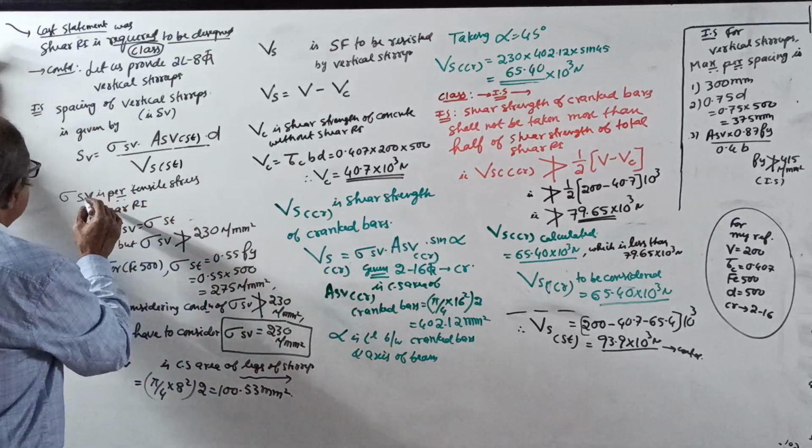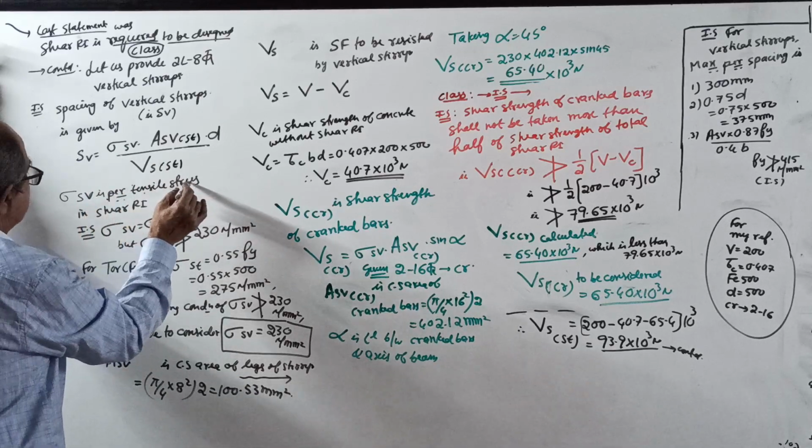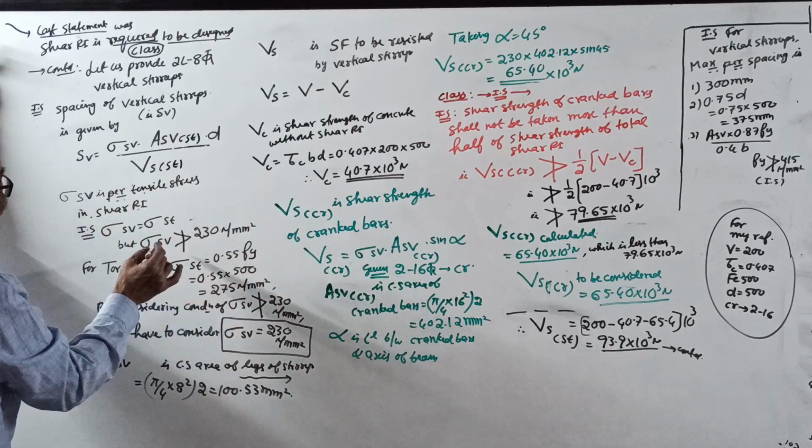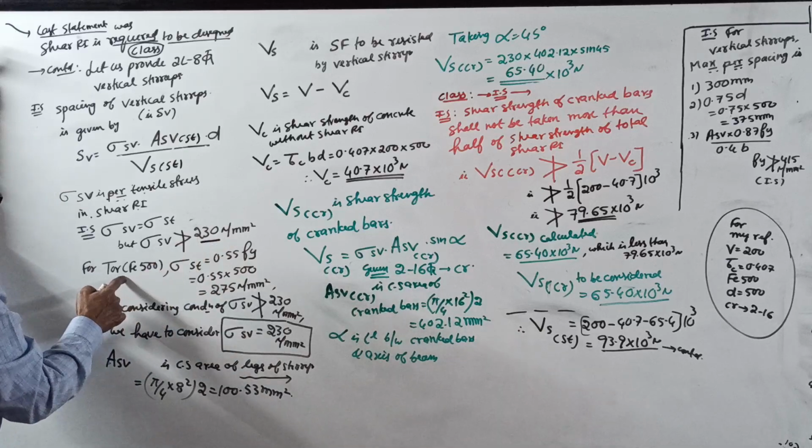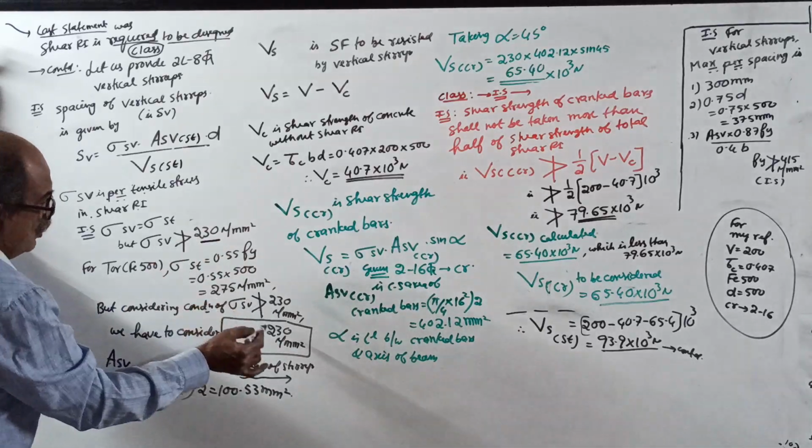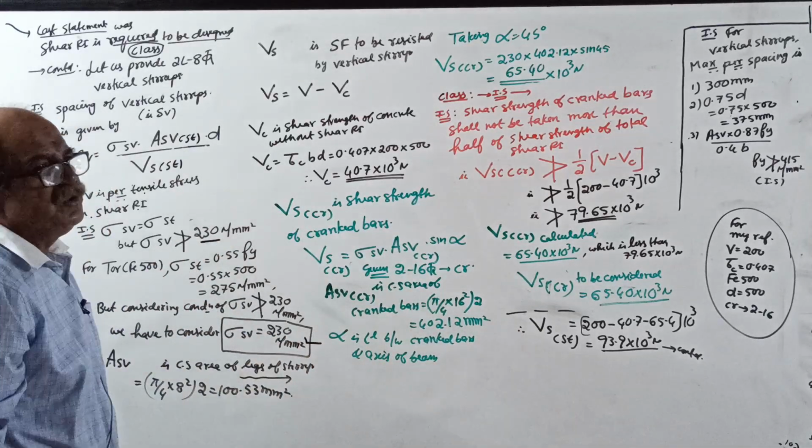Sigma SV is the permissible tensile stress in shear reinforcement. I already told you that you should not take more than 230. For Fe 500 steel it comes to 275, but you have to take 230. This I already told earlier.